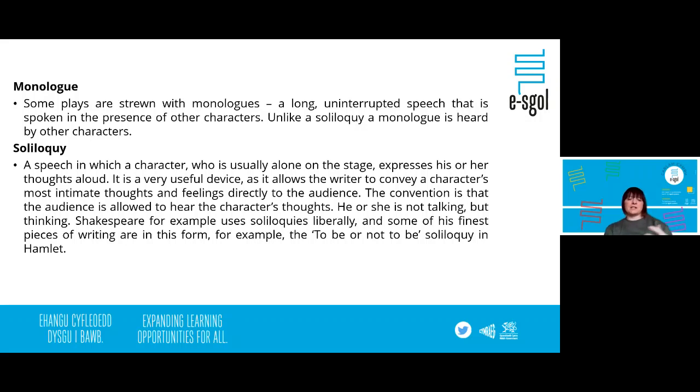So there would be that expectation for you to identify whether or not it's a soliloquy, whether or not it's a monologue. All right. And also looking at the purpose of the device. So if you're saying that Hamlet uses soliloquy, great, but what impact does that have?